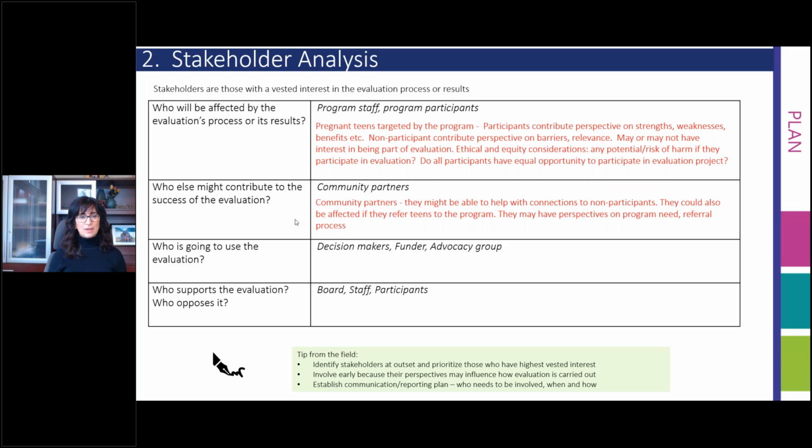Again, who is going to use the evaluation? We've talked about that a little bit before. And who's going to be supportive? So who are your champions? And who are you going to lean on? If you don't know, then it's a question to ask.